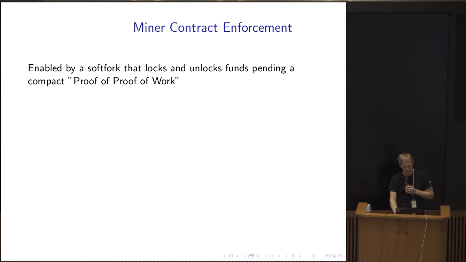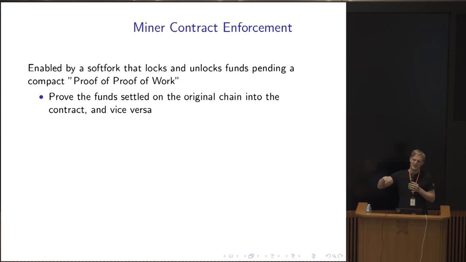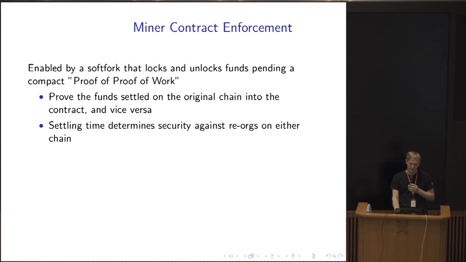So for miner contract enforcement, you use something that's called proof of work, a compact proof that the money you put into this lock stayed in the lock and won't be reorged out again by some short-term 51% attack. The settling time determines security against reorg. So as far as I understand, Paul Stork's drivechain model, which they released some software recently, they have very long pegout periods. It's something like months. And I'll get back to why it's so long. You can have shorter as well, but then your security buffer is that long.